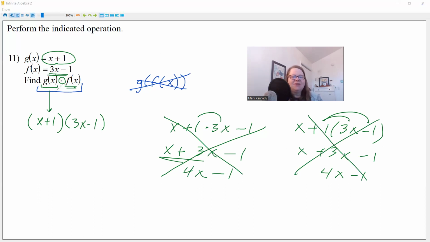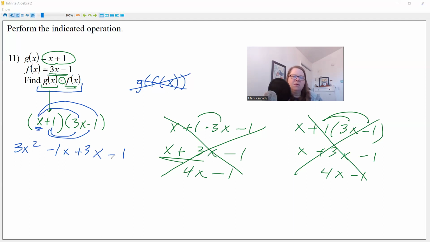Using parentheses to show our understanding, that it's saying all of whatever g of x is times all of whatever f of x is. Okay, so I'm going to distribute the x first. So x times 3x, that's 3x squared, already very different from what I would have gotten the other ways. And x times -1, that's -1x. And then I'll multiply it underneath. For the second one, 1 times 3x is 3x, and 1 times -1 is -1.